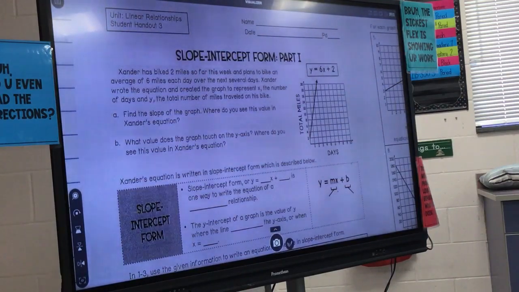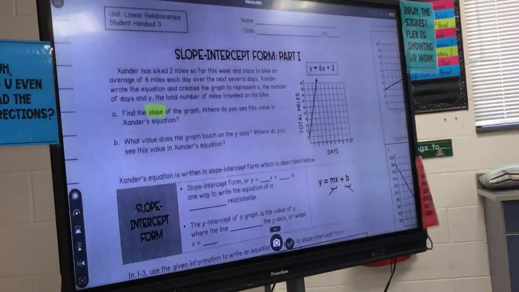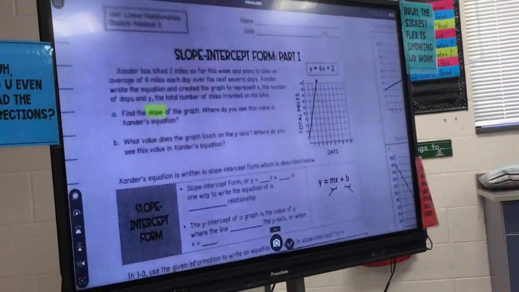All right, so clearly we are lost in the sauce, and it's been 5 days since we said the word slope, so therefore we have forgotten everything. So let's go over this together. Finding the slope of the graph. So let's look at that first. Slope. How do we find slope using a graph? If you're not going to use the equation, how do you find it using the graph?